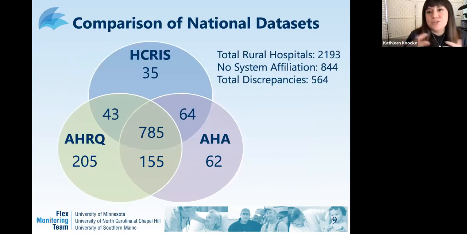We then applied this to all rural hospitals. In the data set, there were 2,193 total rural hospitals. 844 of those did not have any system affiliation, and all of the sources agreed on that. Then there were 563 that had discrepancies, meaning that all 3 of the sources did not agree that they were in a system. You can see in the middle that there were 785 where they did agree. AHRQ by itself definitely had the most hospitals included in their system affiliation definition, followed by AHA and HCRIS, and that follows what we found in the North Carolina set.